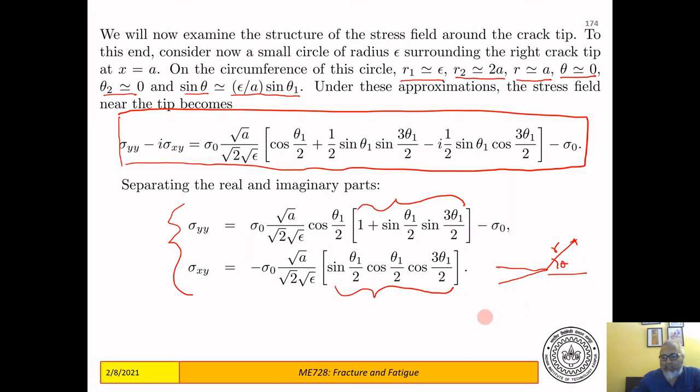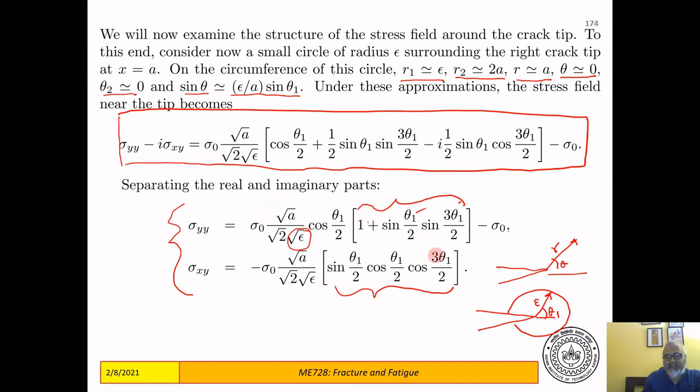In our nomenclature, we have a finite crack, but the other tip is very far away from this tip. We are very close to the right tip, and this for us is epsilon, and this angle is theta 1. So instead of theta, we have theta 1. Instead of r, we have epsilon, and you see that we have a 1 by root epsilon singularity at the tip, just like in the Williams solution.